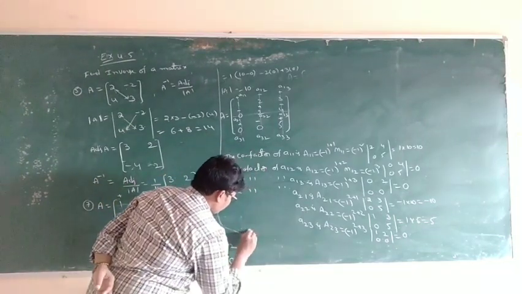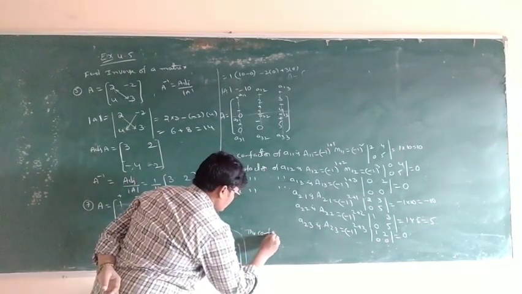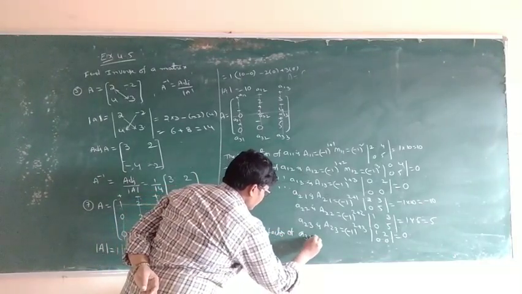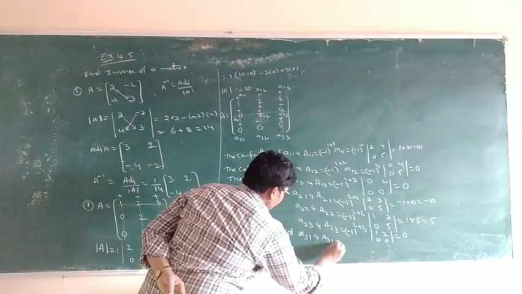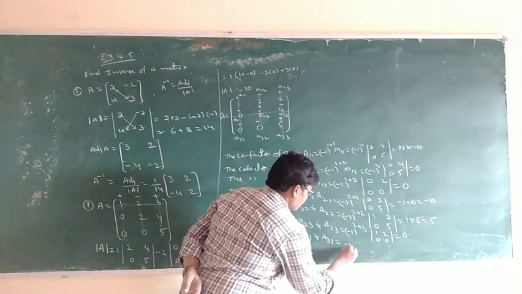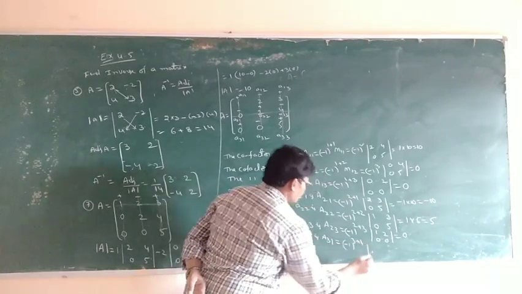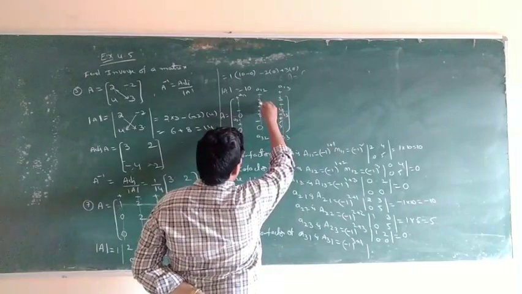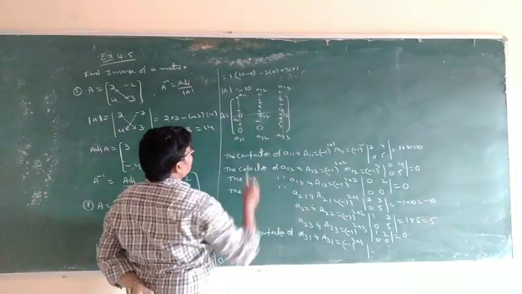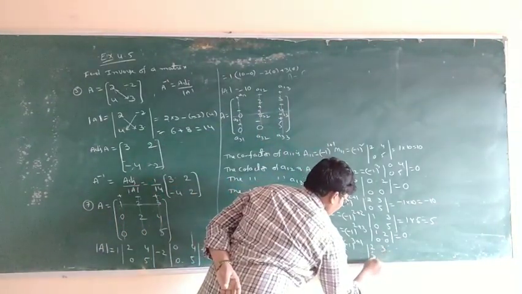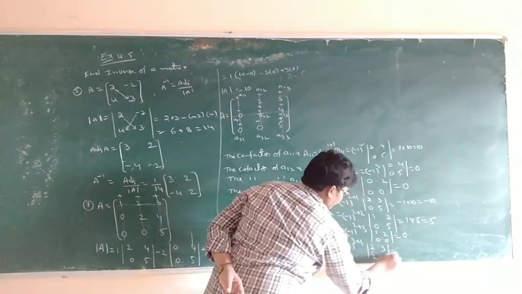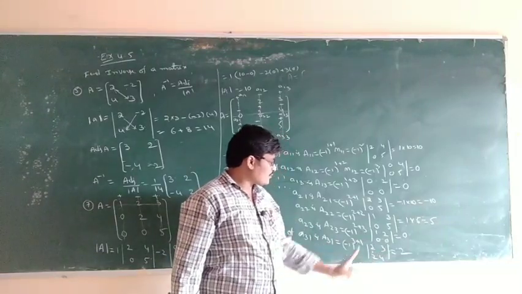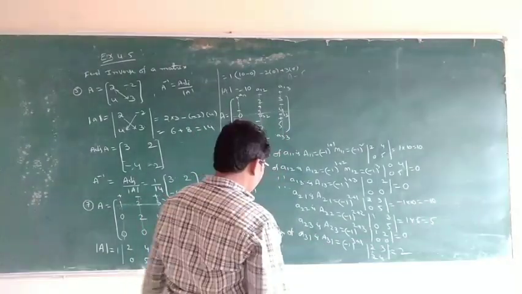The cofactor of A31 is capital A31. Capital A31 is equal to minus 1 whole power 3 plus 1, into this is A31, with the column and row deleted: 2 3, 2 4. That is equal to 2 into 4 is 8, minus 6, which is 2. Minus 1 whole power 4 is 1.